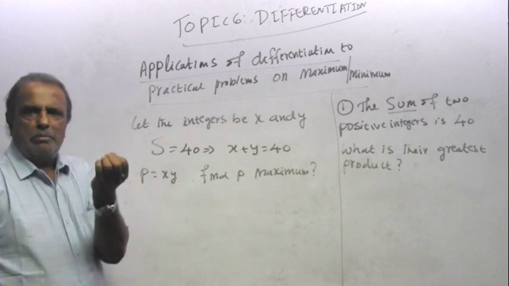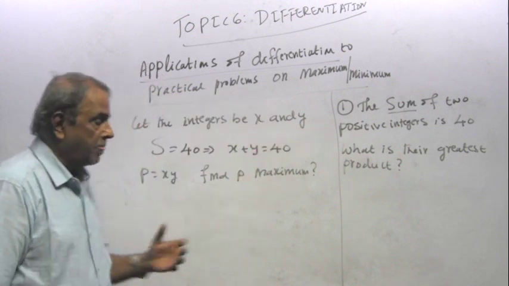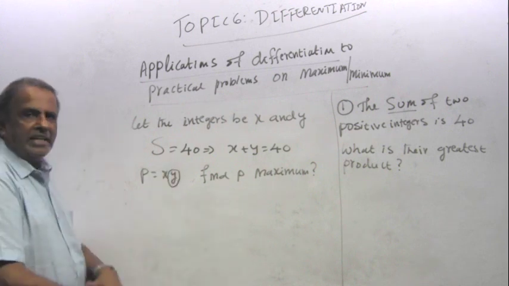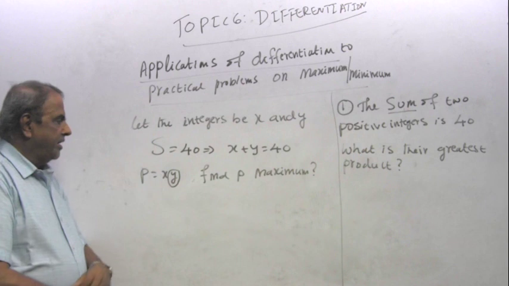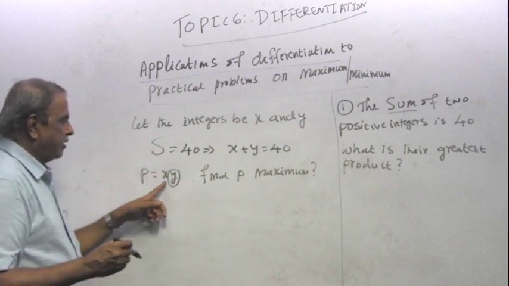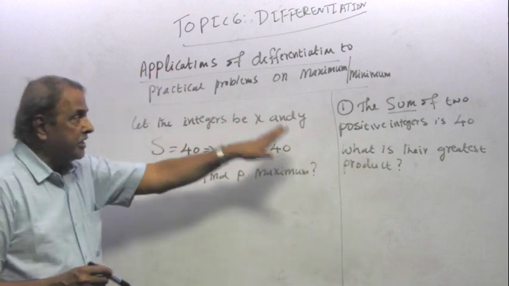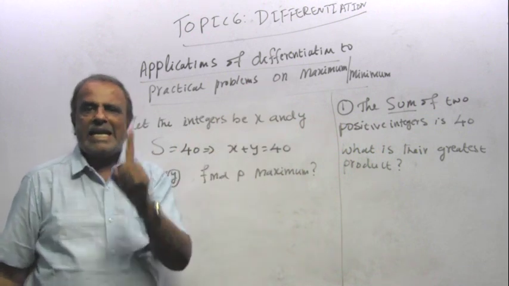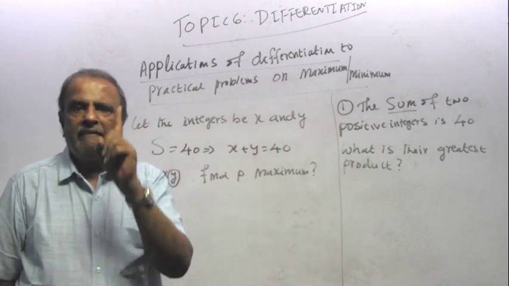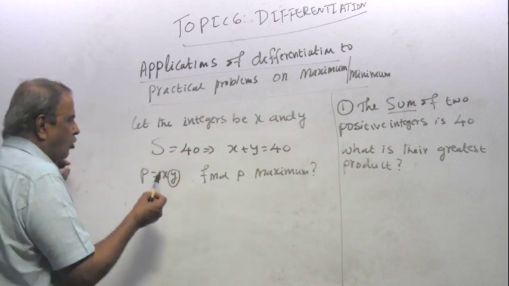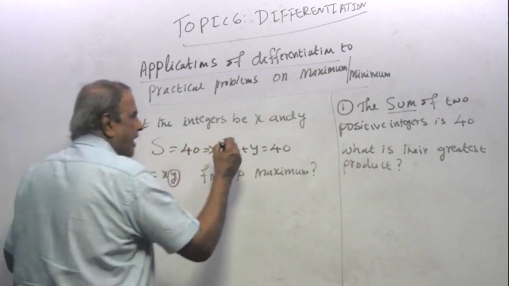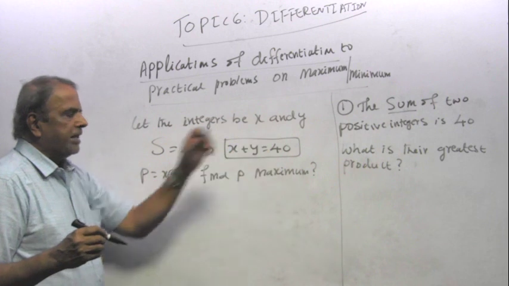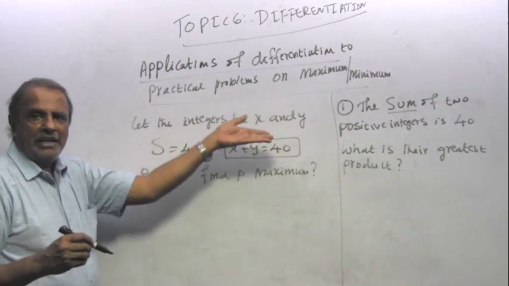To find any maximum or minimum, I need to differentiate. But if I find dP by dx, I can't, because there's a y sitting there. At the moment, later on we will learn implicit. If I do dP by dy, I can't, because there's an x sitting there. So in questions like this, you do not continue with differentiation or maximum minimum until you have only one variable. Then how do I get rid of x or y? That's why this piece of information is given. So either I can write y as 40 minus x, or I can write x as 40 minus y.